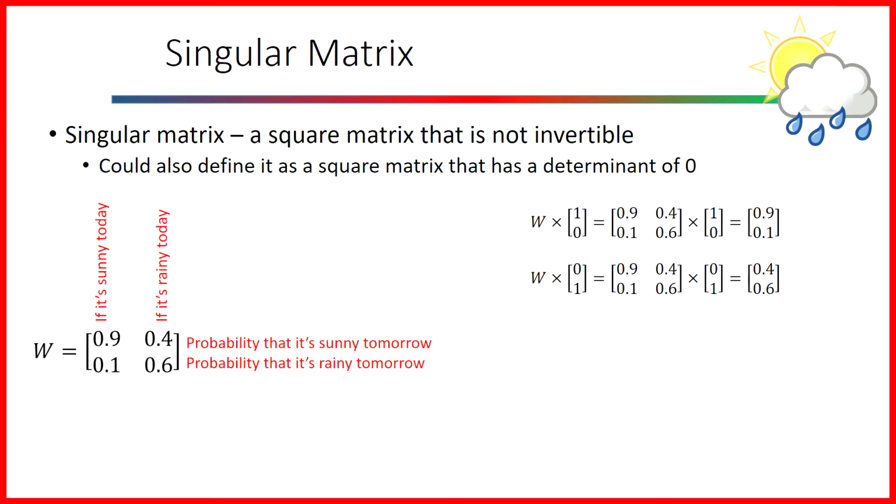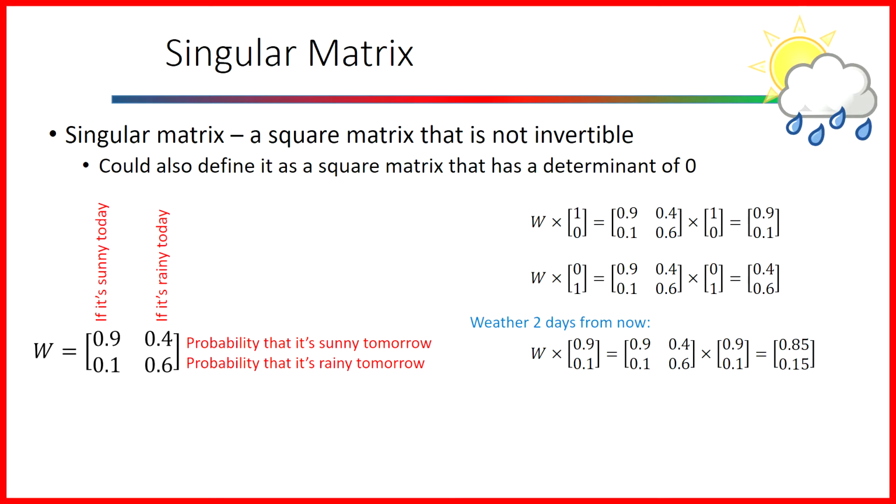Well, since we know how weather on one day is correlated with weather the next day, we can simply multiply W times the weather tomorrow to compute the weather 2 days from now. We find that there's an 85% chance it'll be sunny 2 days from now and a 15% chance that it'll be rainy. If you're paying attention to how this works, you might also note that this is completely equivalent to multiplying by W twice, or in other words, we can compute that the weather 2 days from now is equal to W squared times the weather today.